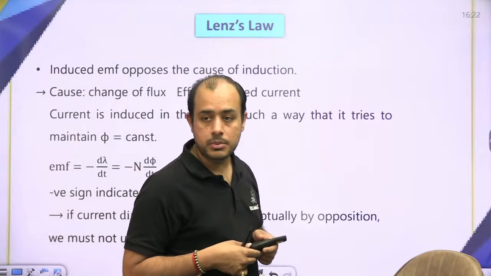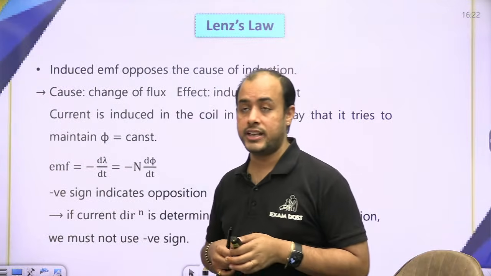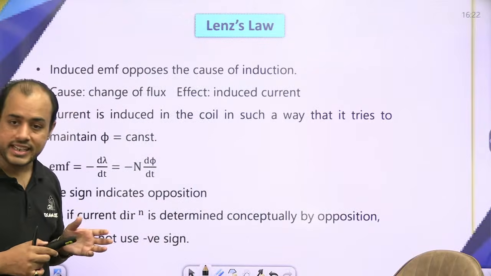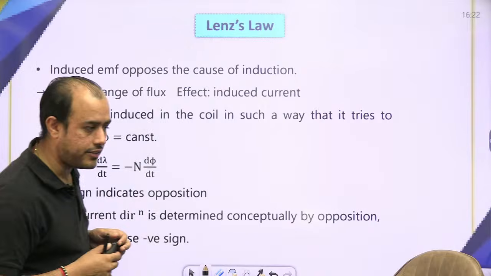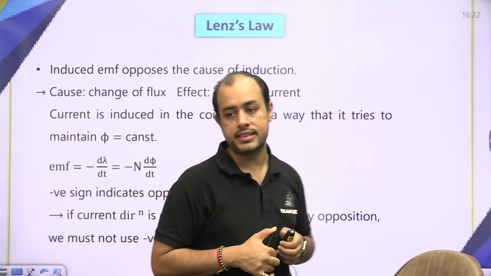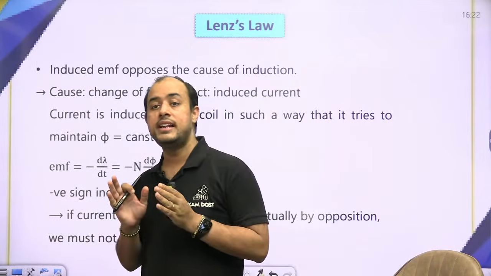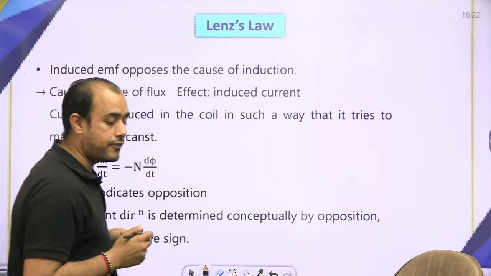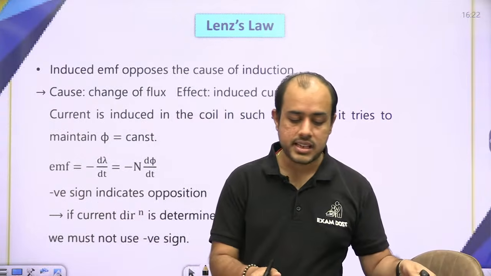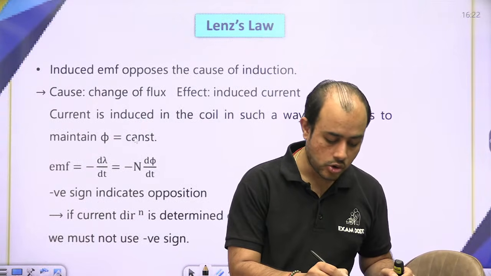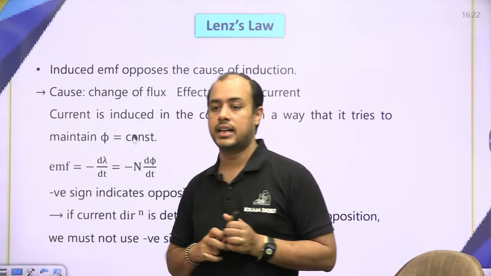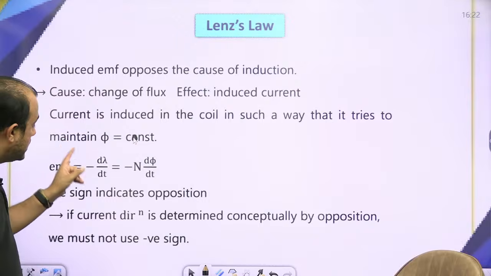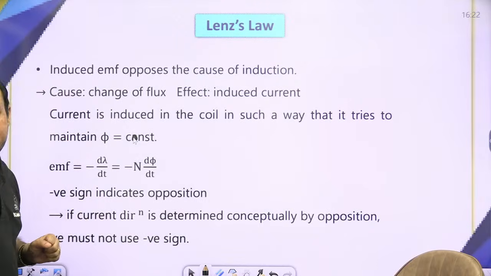So that means the main cause of induction was the changing flux. So the current or EMF is produced in such a way that the change of flux is opposed, that is, the coil tries to maintain the flux constant. यानी जब आप फ्लक्स को बदल रहे हो तो ईएमएफ ऐसे पैदा होगा कि वो फ्लक्स को कांस्टेंट रखने की कोशिश करेगा. So to show this opposition beta, he inserted a minus sign in the Faraday law.